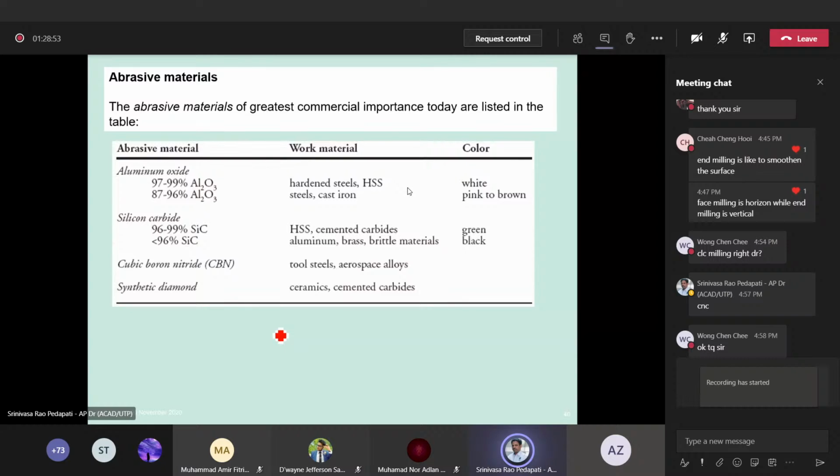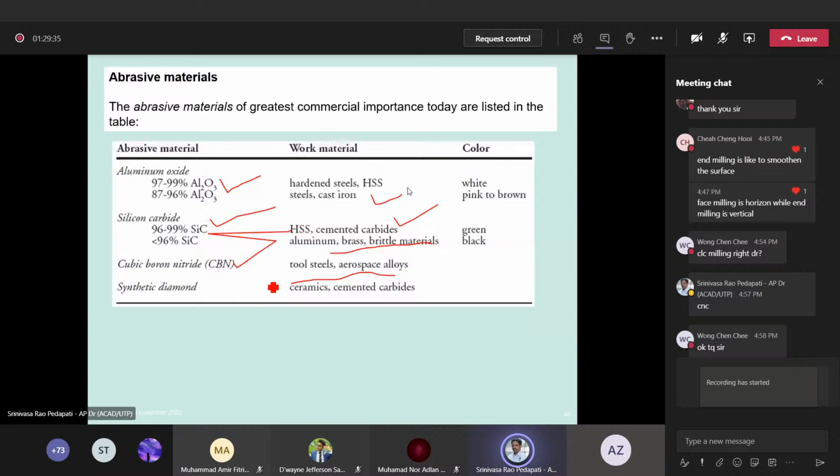As for the work material with these particles, aluminum oxide wheels can be used to machine steel, hardened steel, cast iron, etc. Whereas silicon carbide can be used for the same things, but in addition to that, some brass, etc. And for tool steels, aerospace alloys, etc., we use CBN as the abrasive material. So this is how to select an abrasive wheel. The grinding wheels are made up of several abrasives as listed here: aluminum oxide, silicon carbide, CBN, and of course their cost also varies.